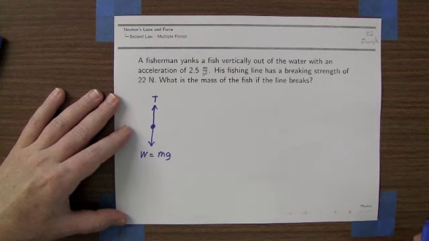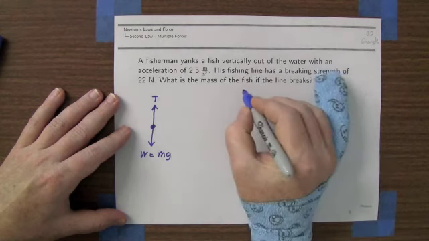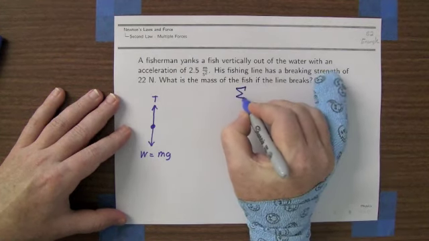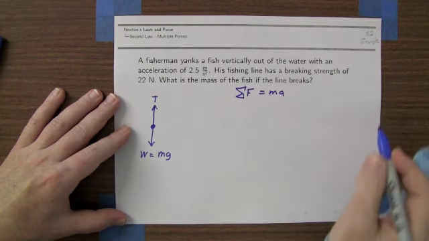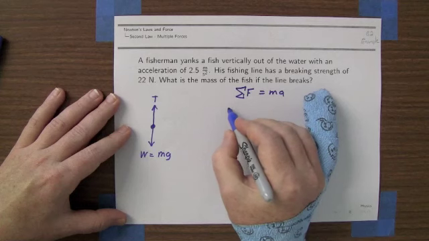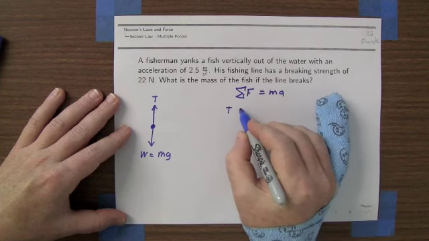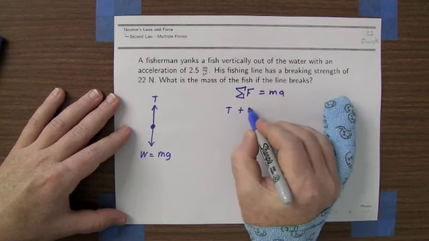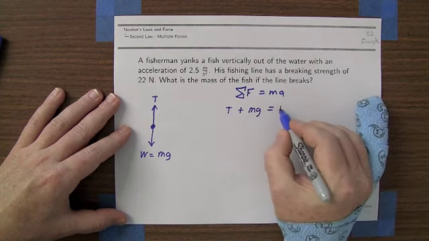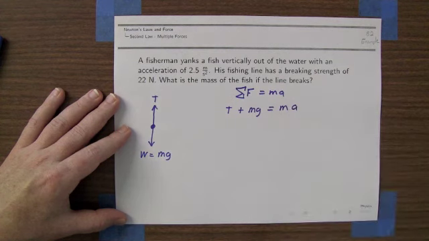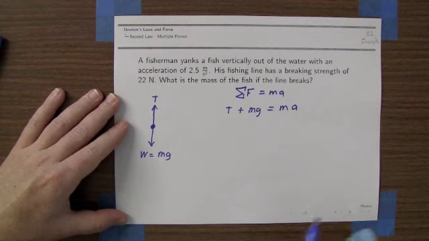And so now if I write out Newton's second law, keeping in mind that it is the sum of forces acting on the object equals ma. In our case, we have the tension force plus the weight, which I'll write as mg, equals ma. Okay? And now we start filling in the blanks.